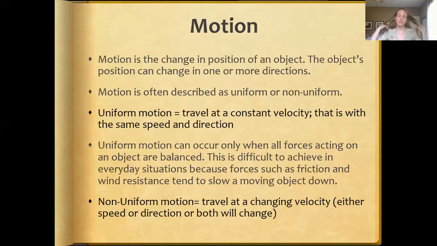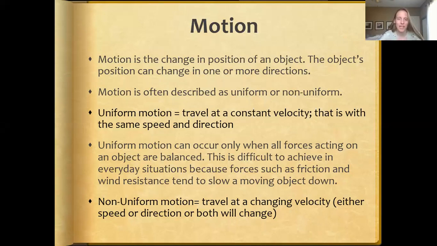Okay, so the physics that we're focusing on this year is the physics of motion. So motion is the change in the position of an object, and that could happen in more than one direction. It can go down and to the left or up and backwards or whatever. Motion is often categorized as either uniform or non-uniform. Uniform motion means that the object is traveling at a constant velocity. So what that means is that it's going at the same speed the whole time and in the same direction.